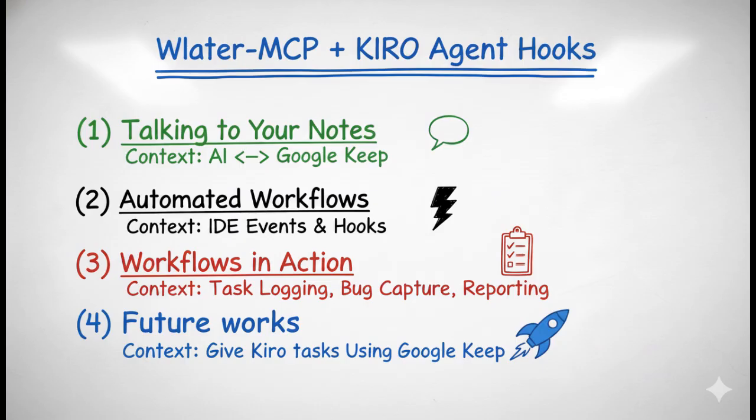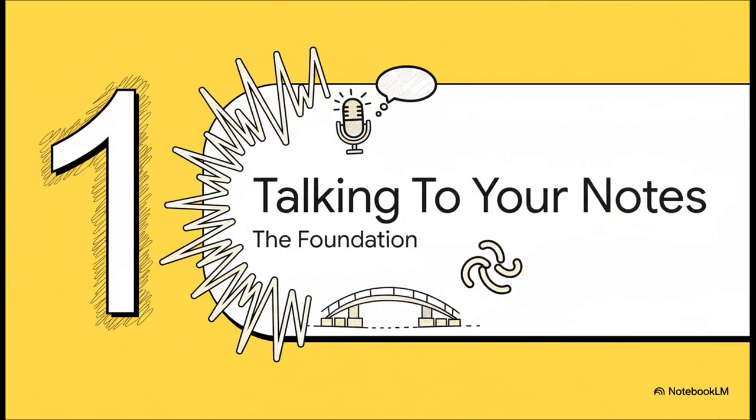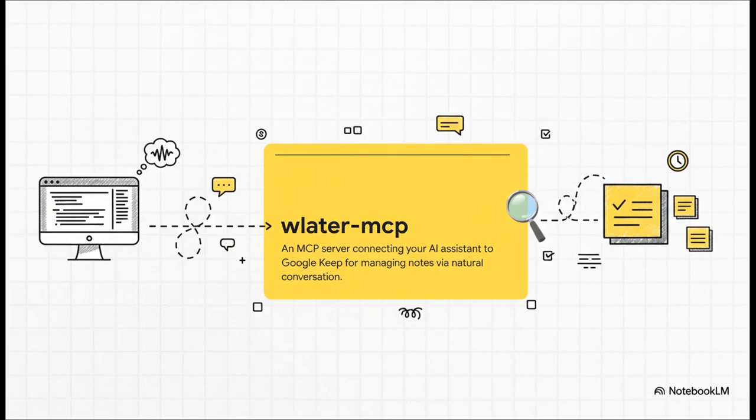Okay, so what if you didn't have to switch context at all? What if you could just talk to your notes right from your workspace without ever leaving your editor? Well, that's the foundation we're going to build on today. So let's introduce the first piece of the puzzle. Think of it as a secure bridge, or maybe a translator. It connects your AI assistant directly to your Google Keep, letting you get to all your notes with a simple conversation right inside your IDE.